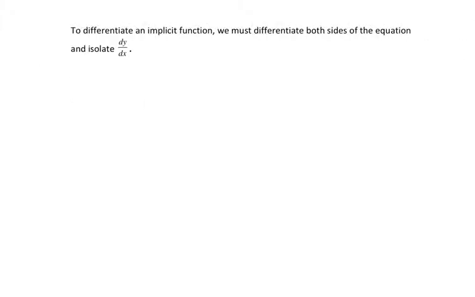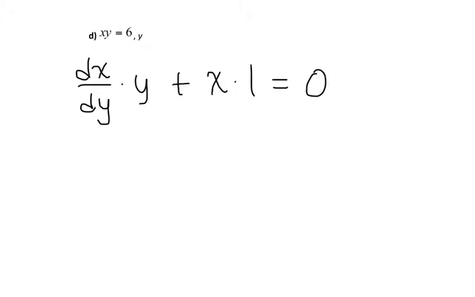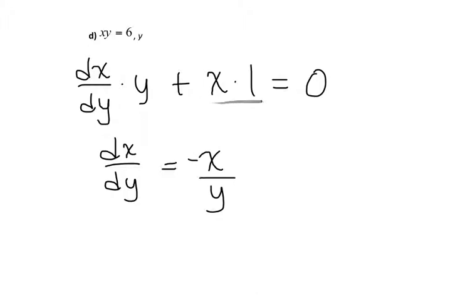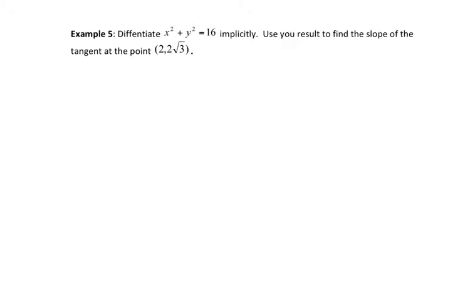So to differentiate an implicit function, we differentiate both sides and isolate our dy dx. So in this case here, we could have isolated our dx dy quite easily. We could have said that dx dy is equal to negative x divided by y. So we would move our x over and then divide by the y. And sometimes that's going to be easy for us to do.